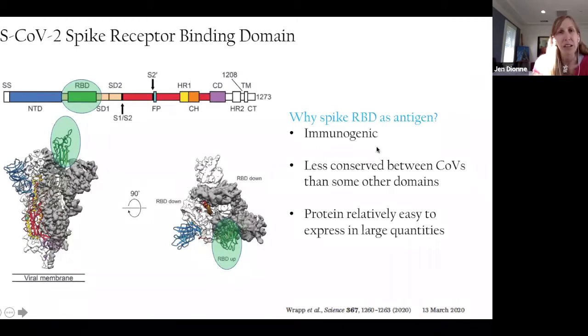And why would you want to use the spike RBD domain as an antigen? Well, the prime reason is that it's very specific to SARS-CoV. So when you are using this as your antigen to test for antibodies, you will not get false positives due to other seasonal coronavirus. And then another reason to use this particular RBD is that it's relatively easy to express in large quantities, so you can make mass-produced antibody assays.